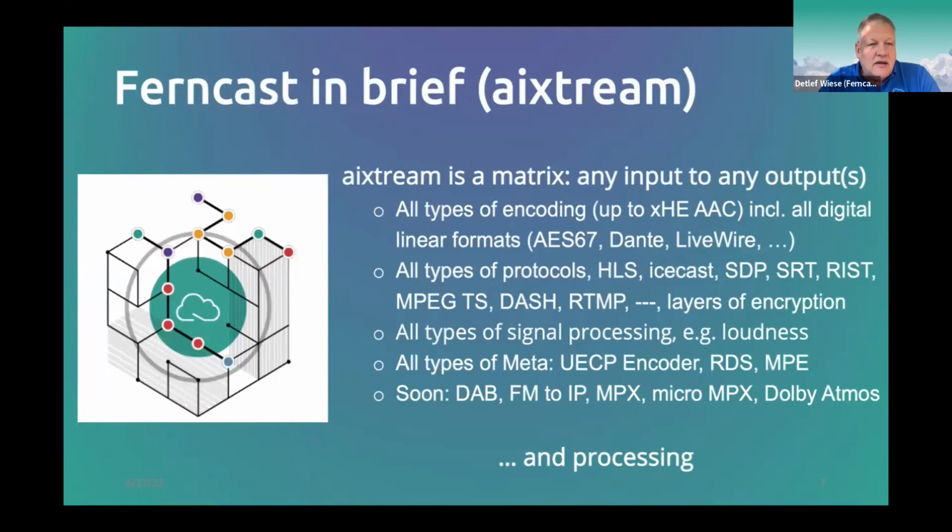This graphic maybe reflects the idea of aixtream, the software. We can consider it a bit like a matrix, with inputs and outputs and processing in between. You can connect via nodes, inputs and outputs. You can distribute the audio, mix it, process it, and provide a variety of protocols. It doesn't matter whether we talk about formats like AES67, Dante, Livewire. We talk about any types of encoding, all types of protocols, depending on the applications, of course. That's also why the set of applications has become very rich over the last 4 years. From streaming we have gone to lots of other applications, as I already mentioned, like SIP, but also DAB demuxing and streaming, FM reception and streaming, MPX, and even further, now into a full micro MPX and Dolby Atmos. So it's a continuously growing software for this market.